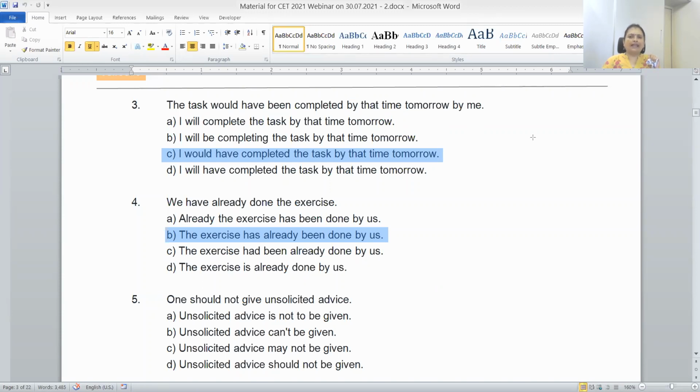One should not give unsolicited advice. Children, unsolicited means, you know what? Unsolicited means unasked rather. You know, when somebody has not asked for any advice or it is not needed. So that is called unsolicited. So children, which is the correct option? One should not give unsolicited advice. Yes. Children, option D is the right one. You're right. Unsolicited advice should not be given.